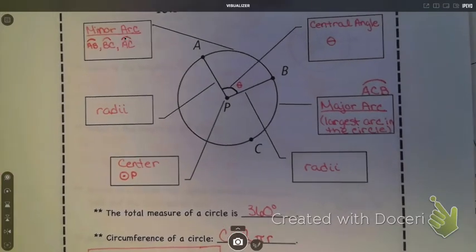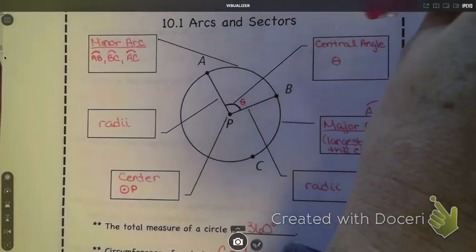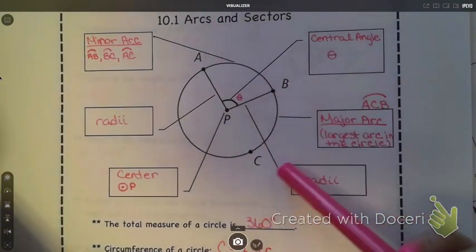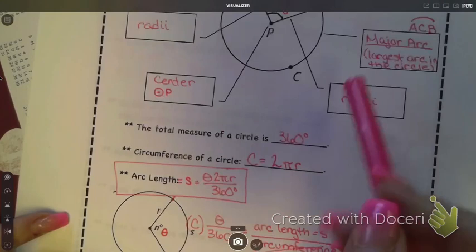Okay, so on Wednesday we started our 10-1 notes, arcs, and sectors. So we named the parts of the circle, right?